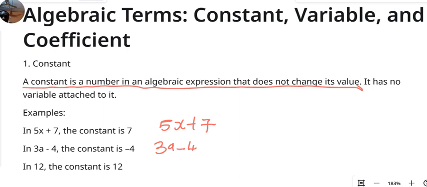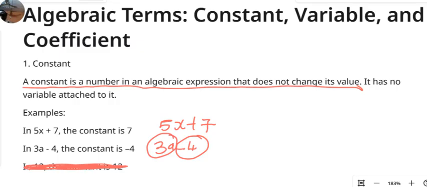Remember, always write the constant alongside the sign of the constant. And the sign of the number always comes before it. For instance, this is 3a and this is minus 4. So the constant here is minus 4 because it doesn't have any alphabet attached to it. Do you get it now? This last one here, there's a problem in the question. It's not complete, so I'm cancelling it out because it's not a complete question.